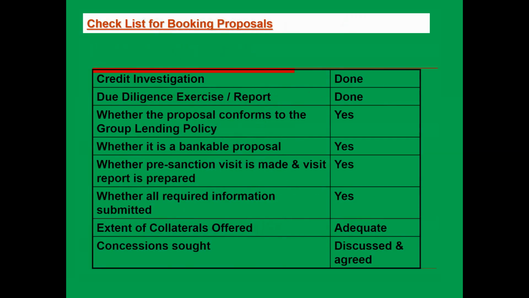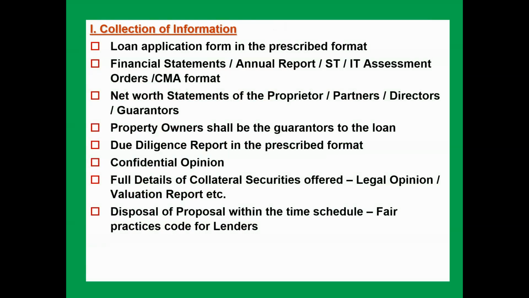Checklist for booking proposals: credit investigation done, due diligence done, whether proposals conform to group lending policy, yes. Whether bankable proposals, yes. Whether pre-sanction visit is made, very necessary to visit the premises, yes. Whether all required information submitted, yes. Extent of collateral offered, adequate, it should be double the amount of the loan. And concessions sought, discussed and agreed, right?